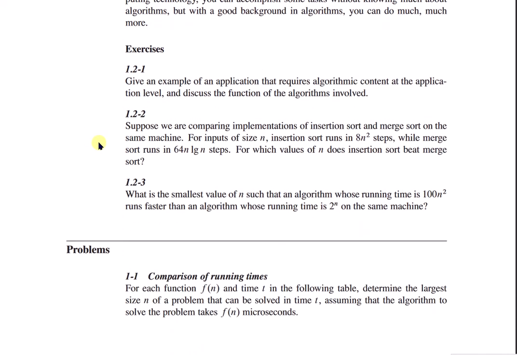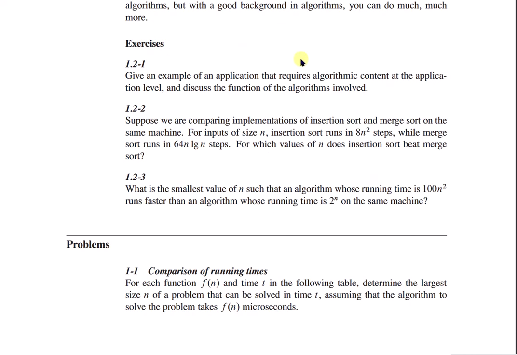The exercise for this section is to give an example of an application that requires algorithmic content at the application level and discuss the function of the algorithms involved. The application I can think of right off the top of my mind is the Google web browser, where it needs to sort through different web pages to give accurate search results.